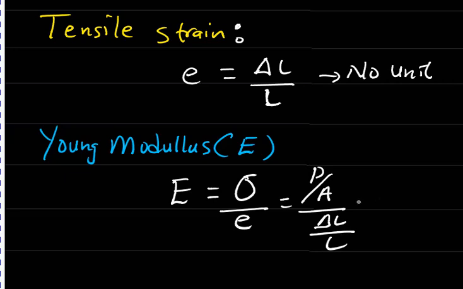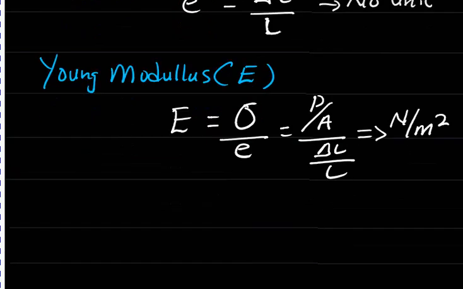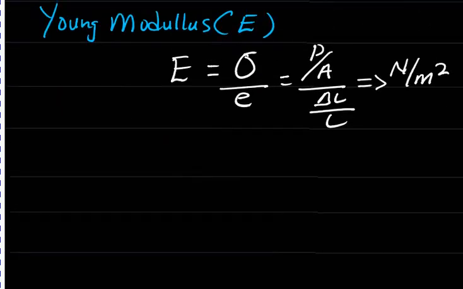So the SI unit is going to be Newton per meter square. Since strength does not have any unit, the SI unit of Young modulus will take the same unit as tensile stress. I hope that is well understood. Can we look at some example? Yes, we can.